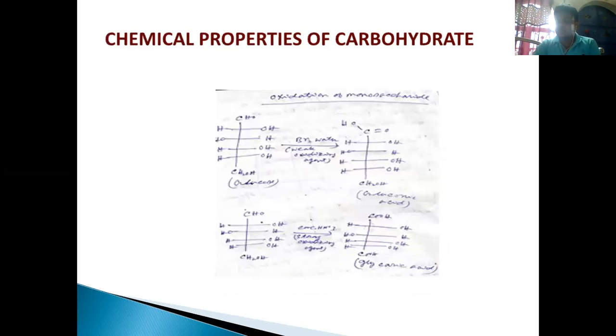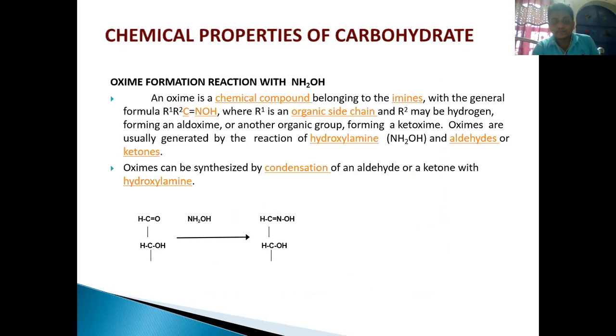Now, oxidation of monosaccharides. The oxidation process is done by using an oxidizing agent. Basically, there are two types of oxidizing agents: one is bromine water, a weak oxidizing agent, and another is concentrated nitric acid, a strong oxidizing agent. When glucose is treated with bromine water, it produces gluconic acid, and when glucose is treated with concentrated nitric acid, it produces glycolic acid.